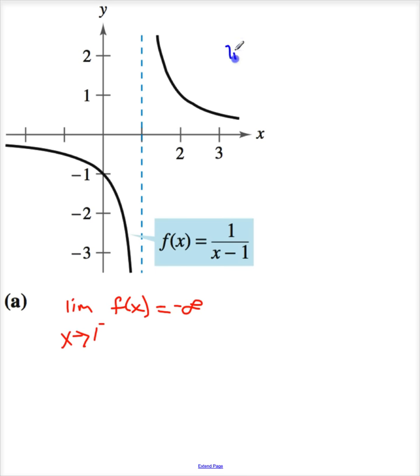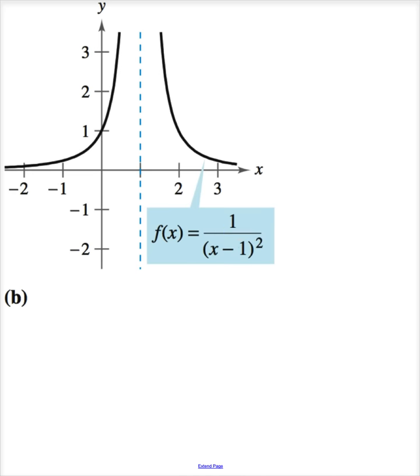Similarly, the limit as x approaches 1 from the right is positive infinity, which means it becomes unbounded in a positive way. Now for this one, we can actually say the limit as x approaches 1 of f of x is equal to positive infinity, because the left limit and the right limit are equal. They both become unbounded. Now this does not necessarily mean, although in this case it's true, that there's any symmetry about this line, simply that it becomes unbounded.